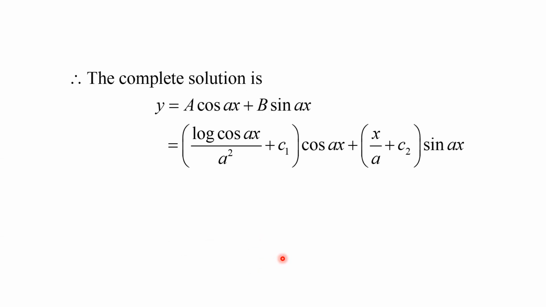Now put the value of a and b in the complete solution. Y is equals to a cos ax plus b sin ax. So this is the value of a and this is the value of b. So this is the required solution.